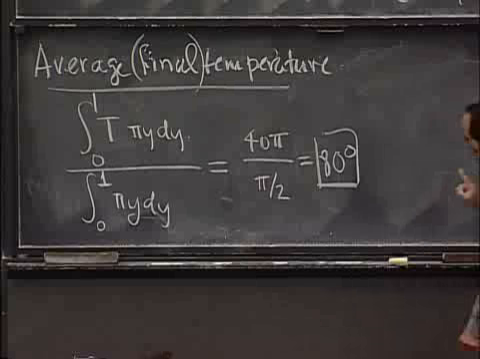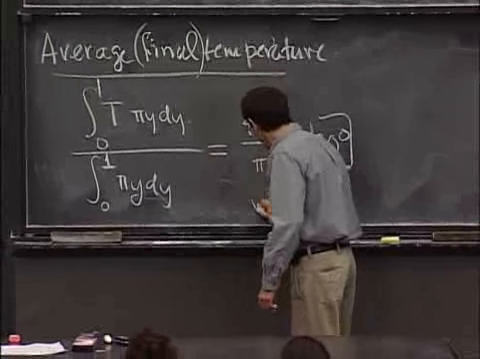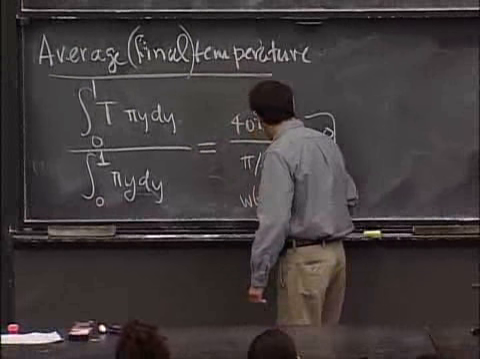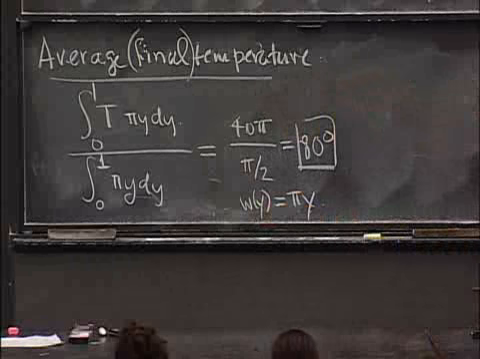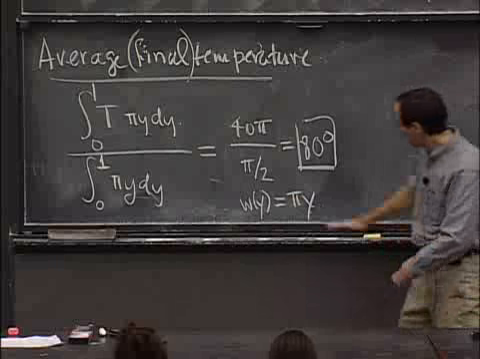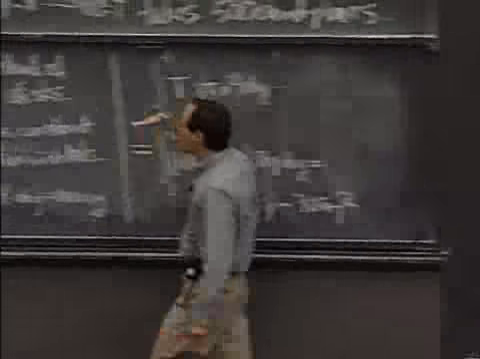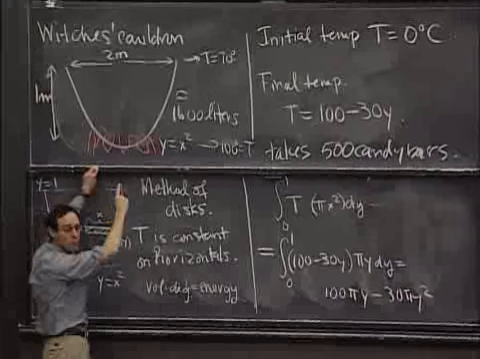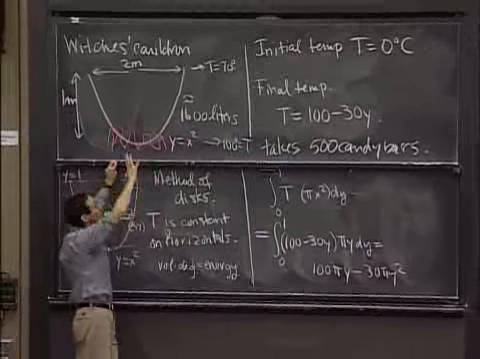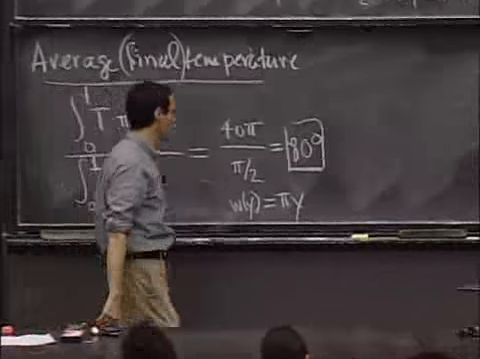Note that this is a weighted average. The weighting here is different according to the height. The weighting factor is pi times y. That's the weighting factor. And that's not surprising. When y is small, there's less volume down here. Up above, those are more important volumes because there's more water up at the top of the cauldron than there is down at the bottom of the cauldron.